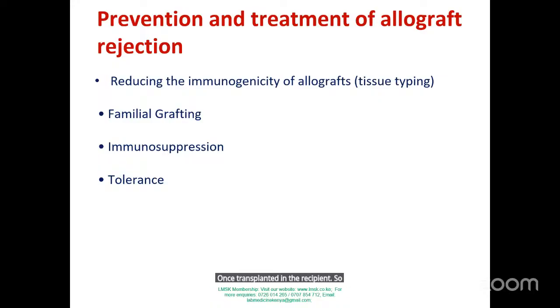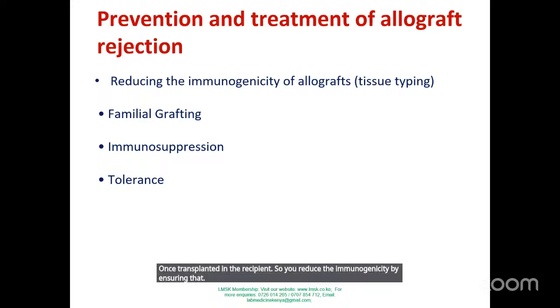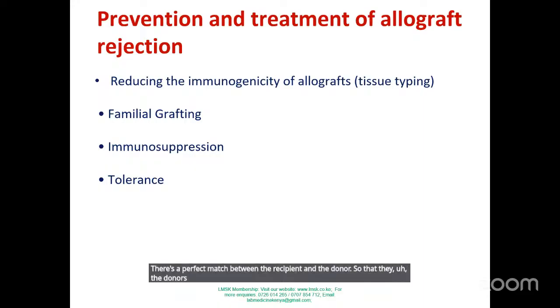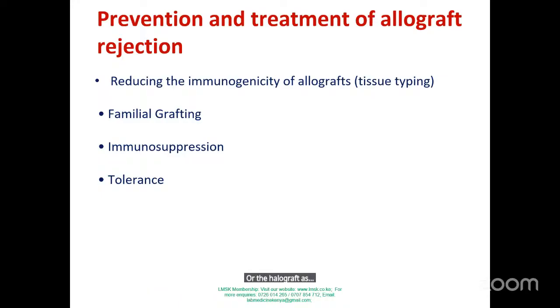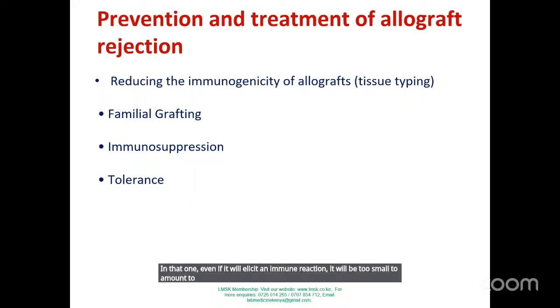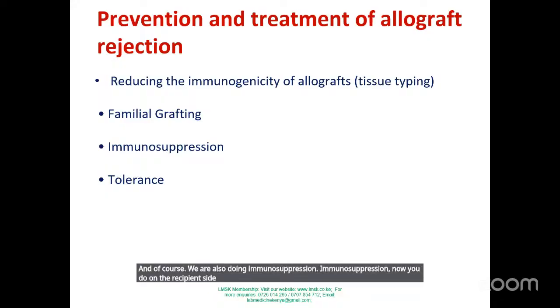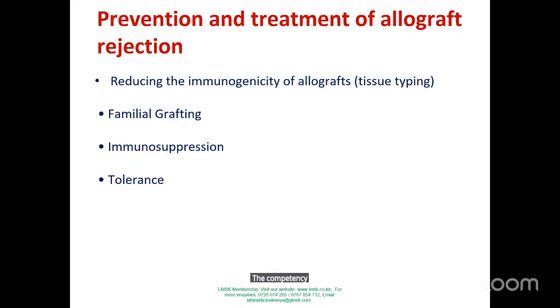So you reduce the immunogenicity by ensuring there is a perfect match between the recipient and the donor, so that the recipient's immune system sees the allograft as self and not non-self. Even if it elicits an immune reaction, it will be too small to amount to a rejection. And of course, we also do immunosuppression, which you do on the recipient side. You reduce the competency or the activated T cells as much as possible so that they are not able to attack the newly planted graft.